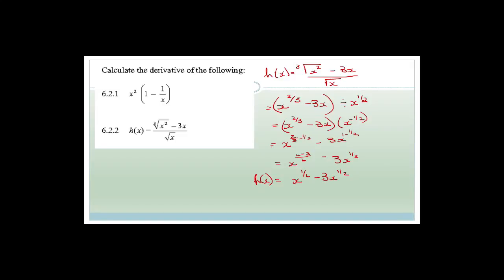Now we can differentiate. So we can say h dashed of x is equal to 1 sixth x to the 1 sixth minus 1, minus 3 times a half x to the negative a half, which is 1 sixth x to the minus 5 over 6 minus 3 over 2 x to the negative a half. There you go, and that is the derivative of that horrible thing.